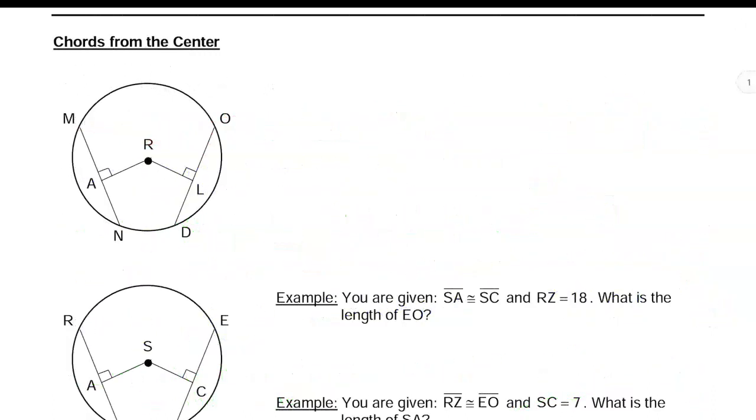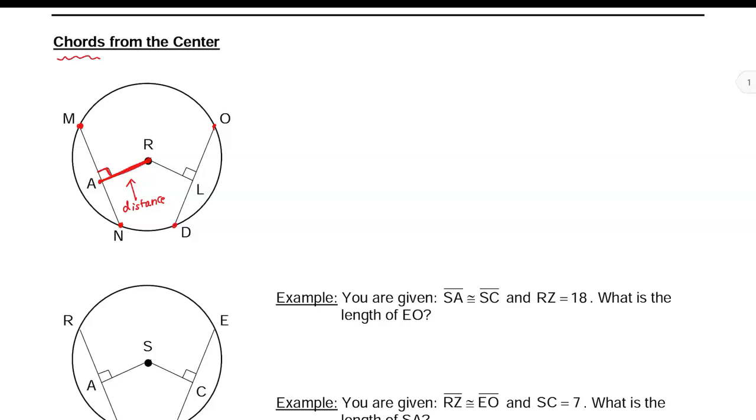Our first theorem about circles has to do with chords of a circle. Now, when you look at this diagram, are you noticing that MN is a chord and OD is a chord? And we have two other segments showing here. Segment RA connects the center with that chord, and there's a right angle there. So that segment actually represents distance from the center of the circle. Chord MN has distance AR from the center of the circle.